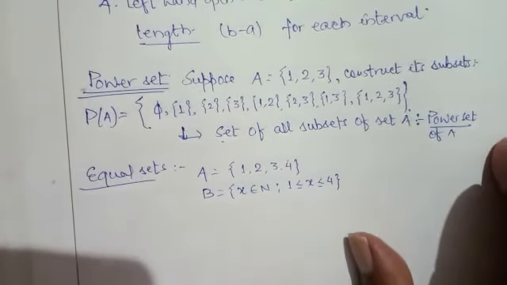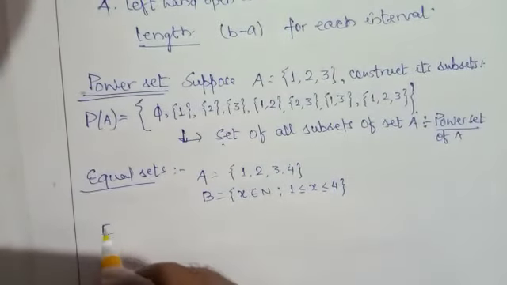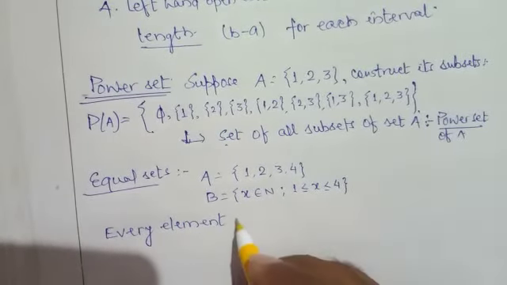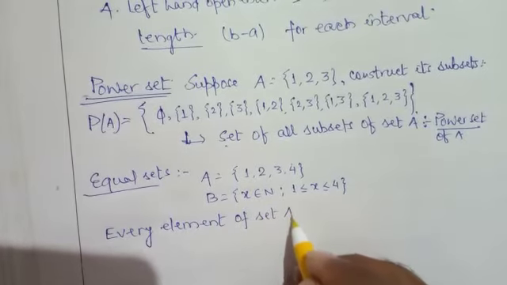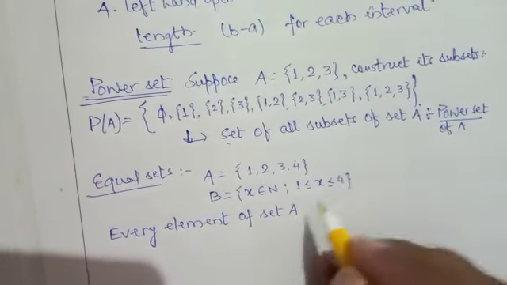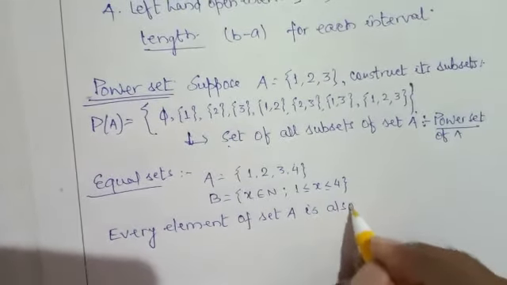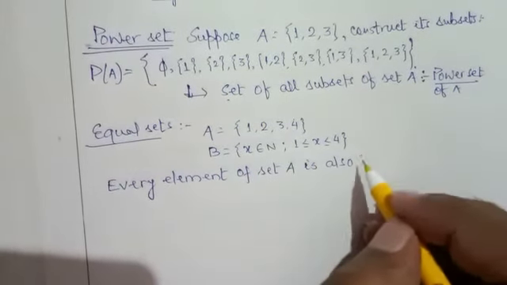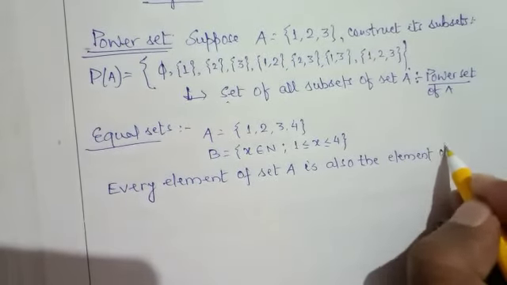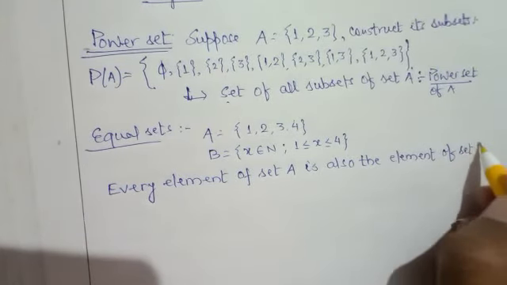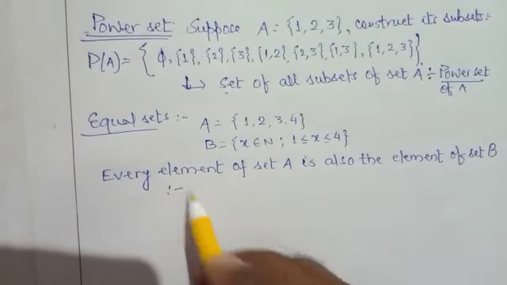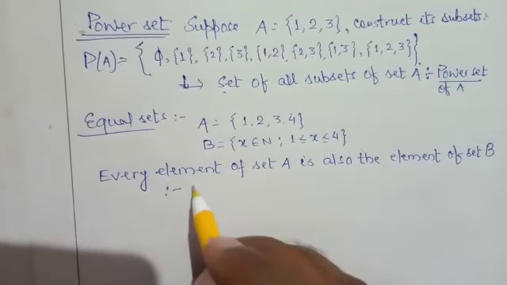So if two sets have the same elements and the number of elements is also equal, it means you can say that every element of set A is also the element of set B. Then we say that the sets are equal sets.